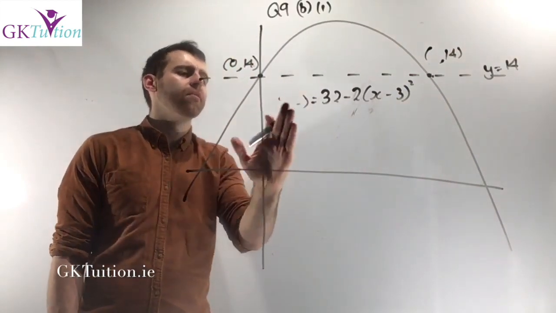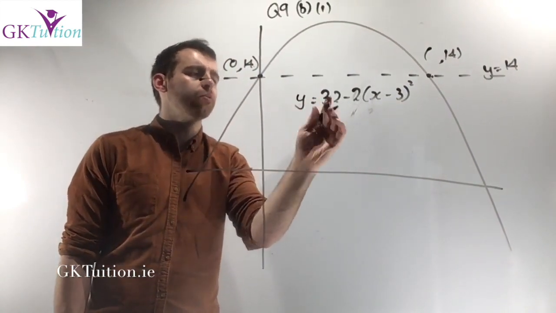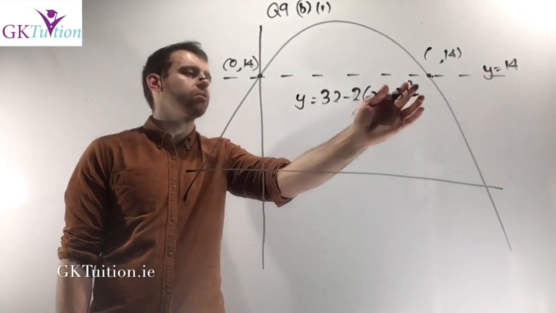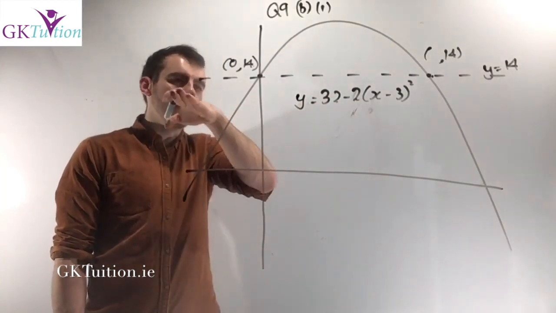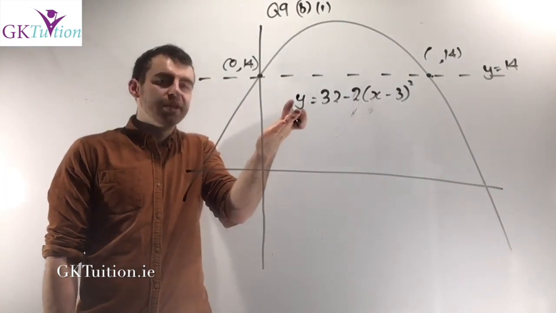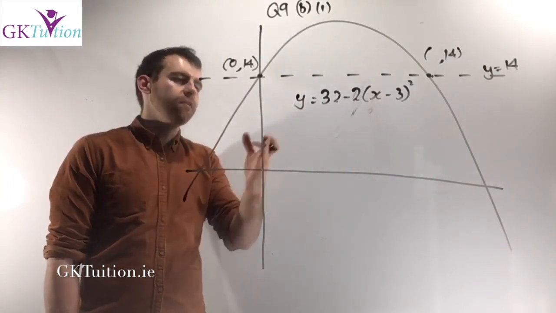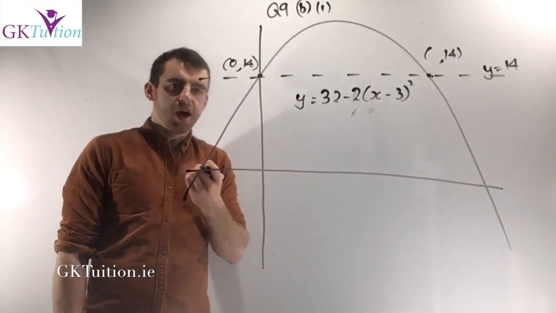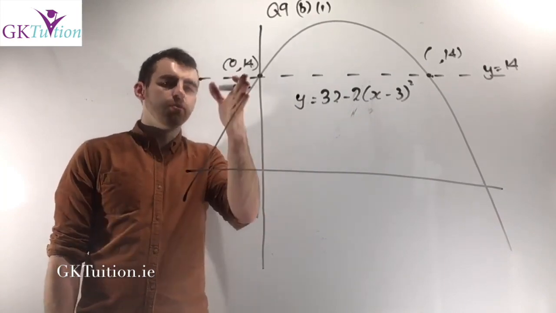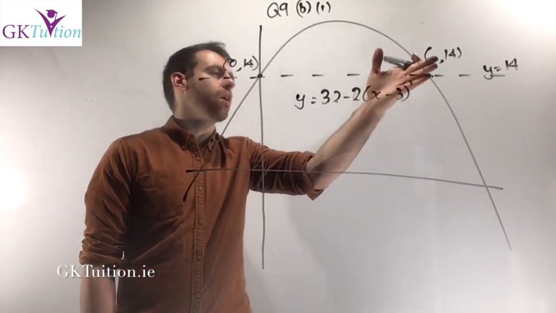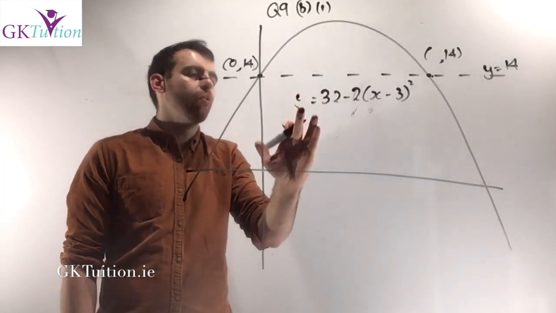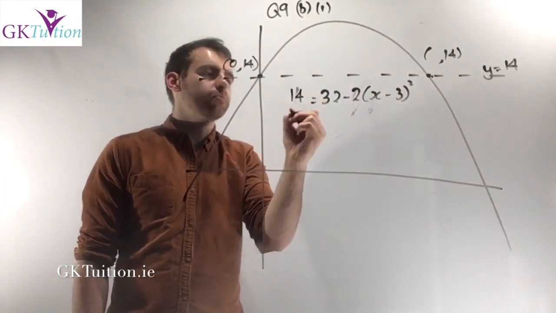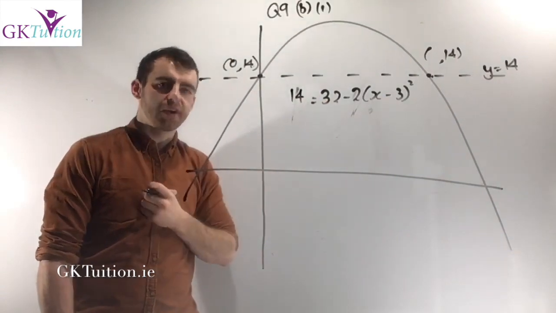The function I've been given, I could view that as y equals 32 minus 2 times (x minus 3) squared. To find the points where y is equal to 14, I would simply sub in y equals 14. If I sub in y equals 14, I'll get two different x values. One of them will be 0, and the other one will be the corresponding x value for B. So basically I'm just subbing in y equals 14, and now it's just basic algebra. I just need to find values for x.